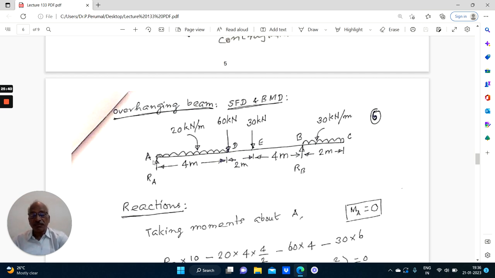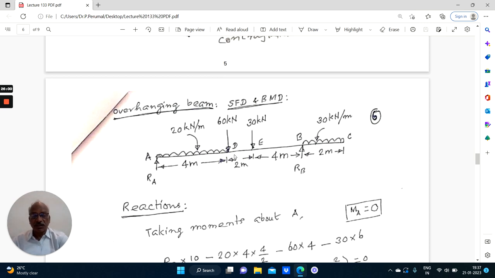In the part AB, there is a UDL of 20 kilonewton per meter. At the end of the UDL, there is one more concentrated load, 60 kilonewton. Then, after 2 meters, you have one more point load of 30 kilonewton.